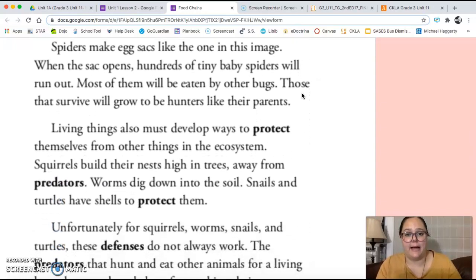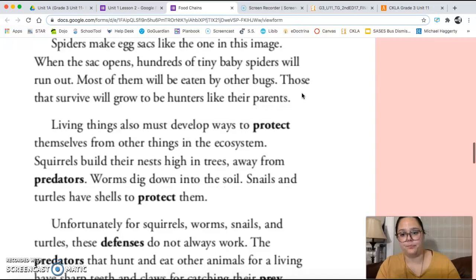Spiders make egg sacs, like the one in this image. When the sac opens, hundreds of tiny baby spiders will run out. Most of them will be eaten by other bugs. Those that survive will grow to be hunters like their parents.